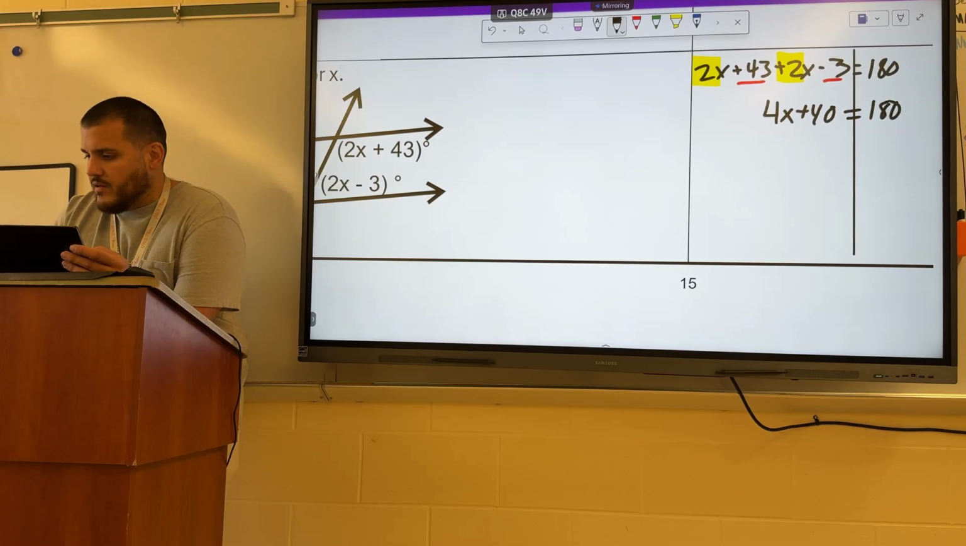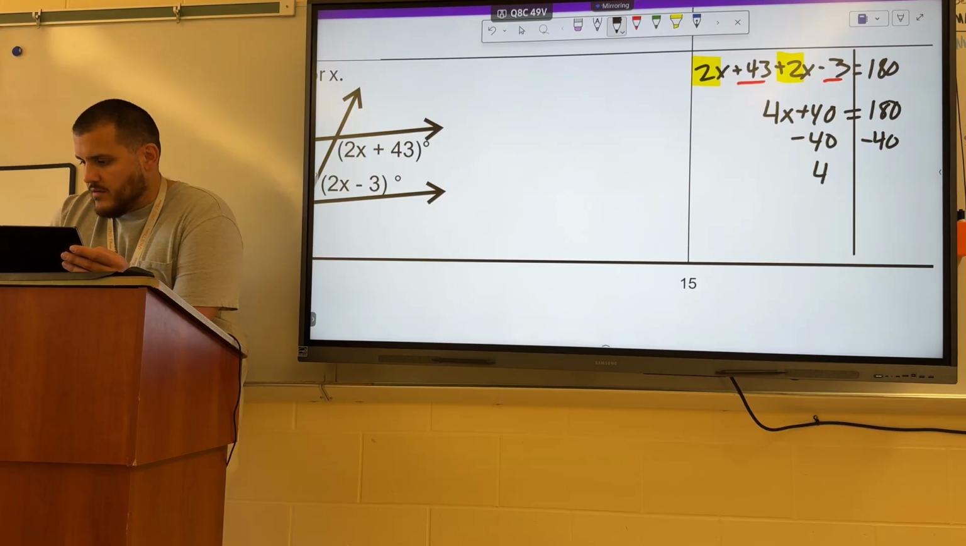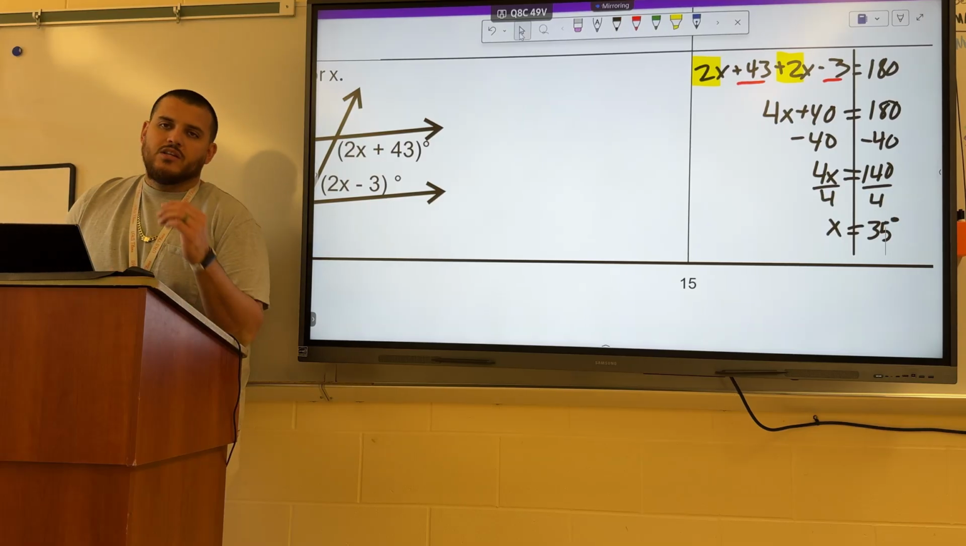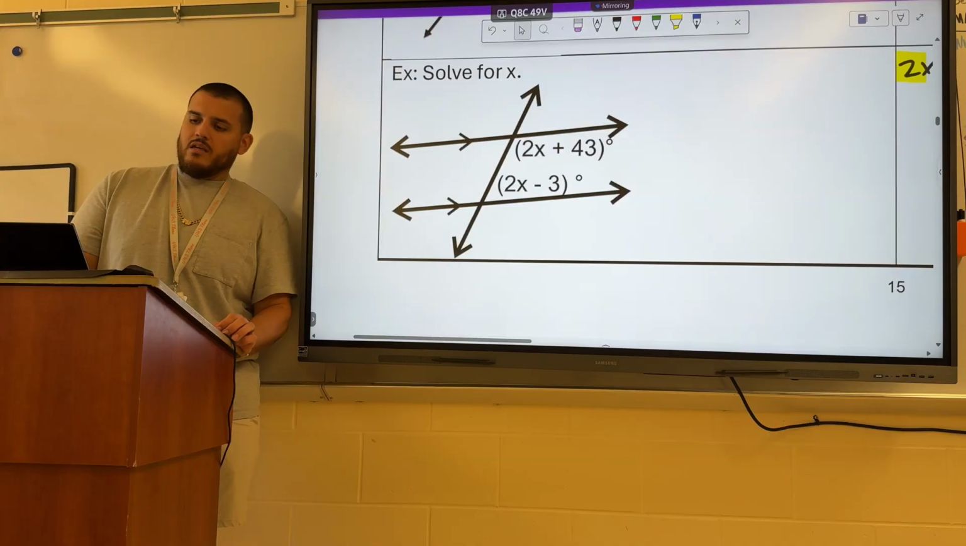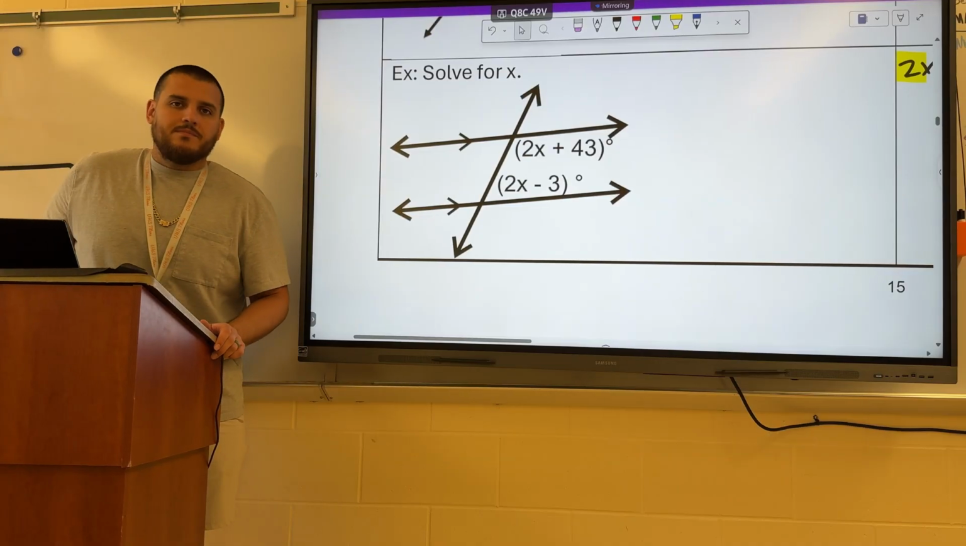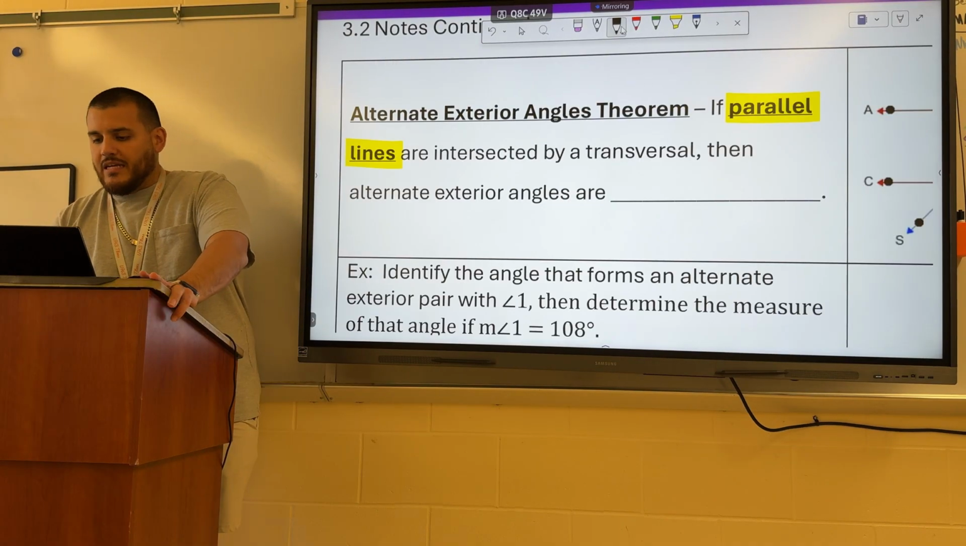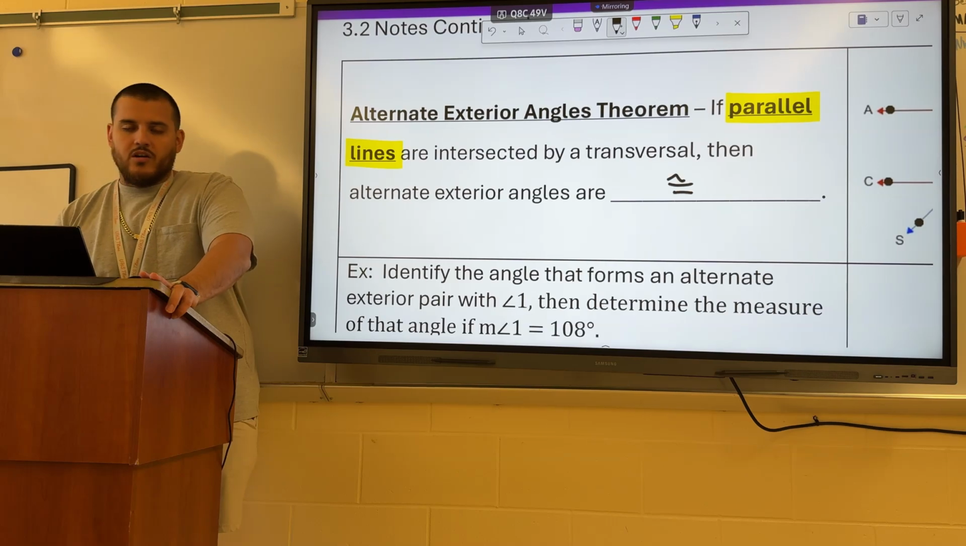I get that 4x alone now by subtracting 40 from both sides. Gives me 4x equals 140, and then I can divide both sides by 4 here to get x equals 35 degrees. And again, we're just asked to solve for x, so that's our answer here. Then alternate exterior angles are congruent to each other.